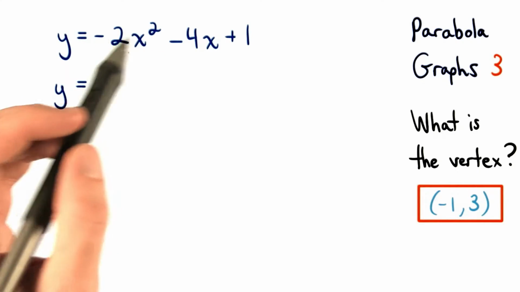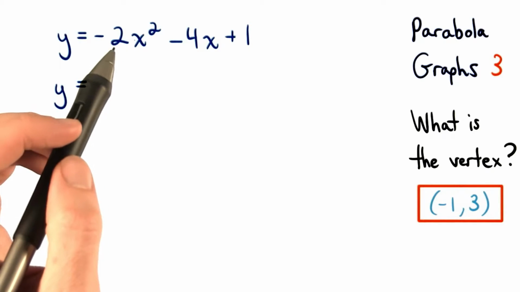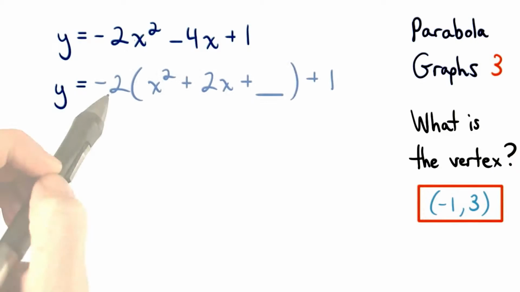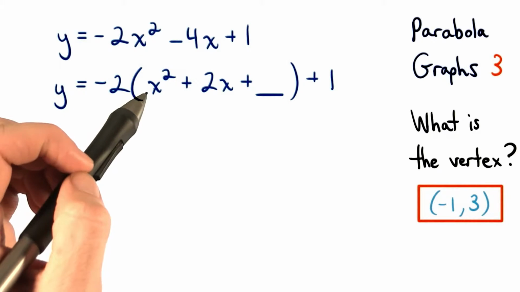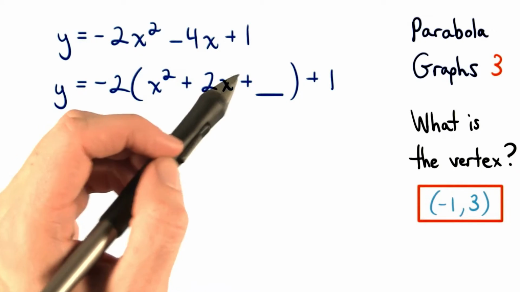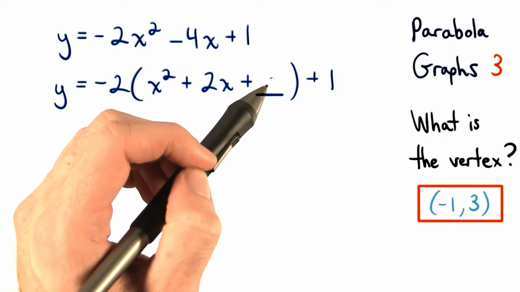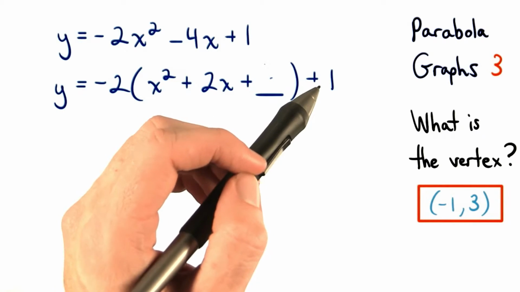This x squared term has a coefficient of -2, so I'm going to factor that out from these two terms first in order to complete the square. So I'll have -2 times (x squared plus 2x plus some unknown number). Now this number is the number we'll use to complete the square, and the positive one will just stay outside on the end.